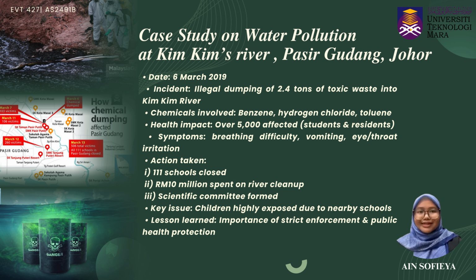On March 6, 2019, a serious water pollution incident occurred at the Kim Kim River in Pasir Gudang, Johor. This happened when a tanker lorry illegally dumped about 2.4 tons of toxic chemical waste into the river. Among the hazardous substances released were benzene, hydrogen chloride, and toluene, which are chemicals that are extremely harmful to human health and the environment. Very quickly, the effects were felt.